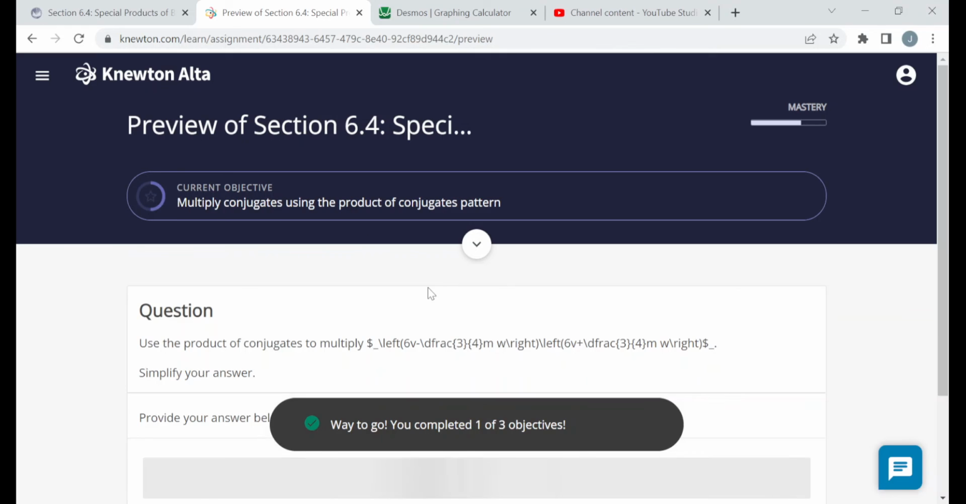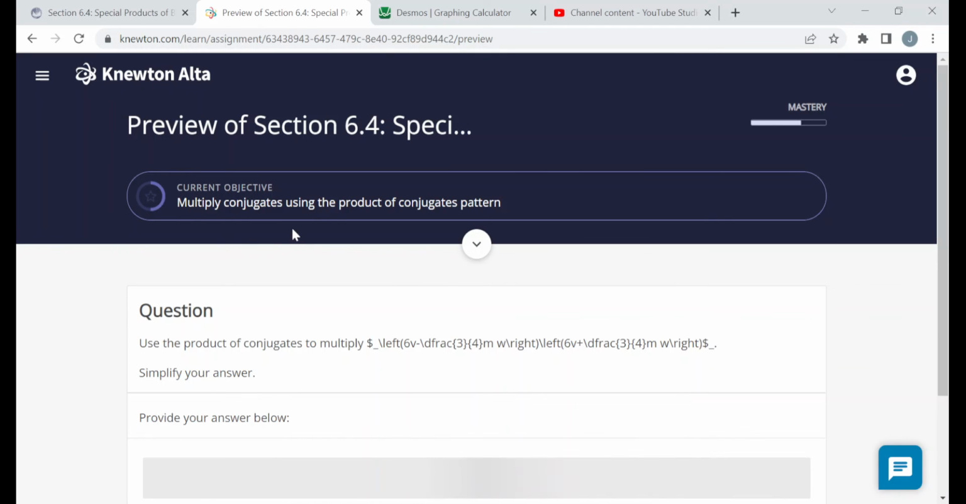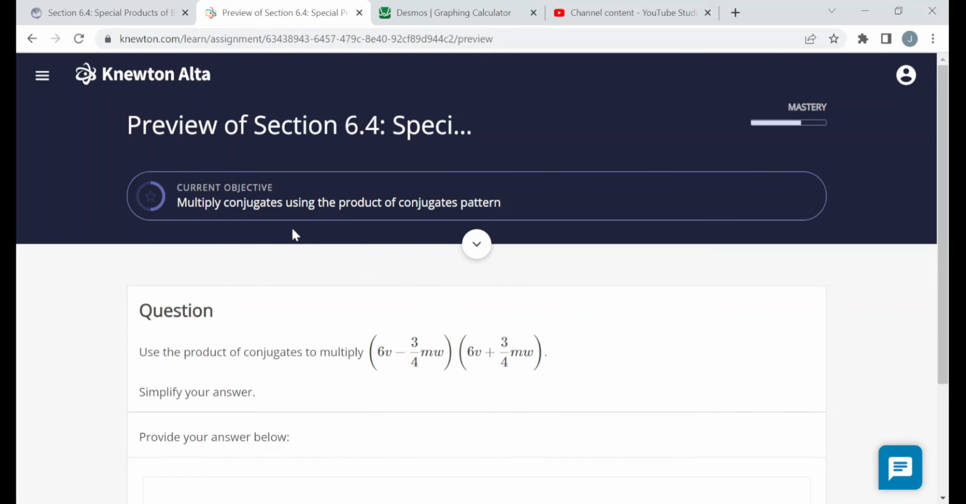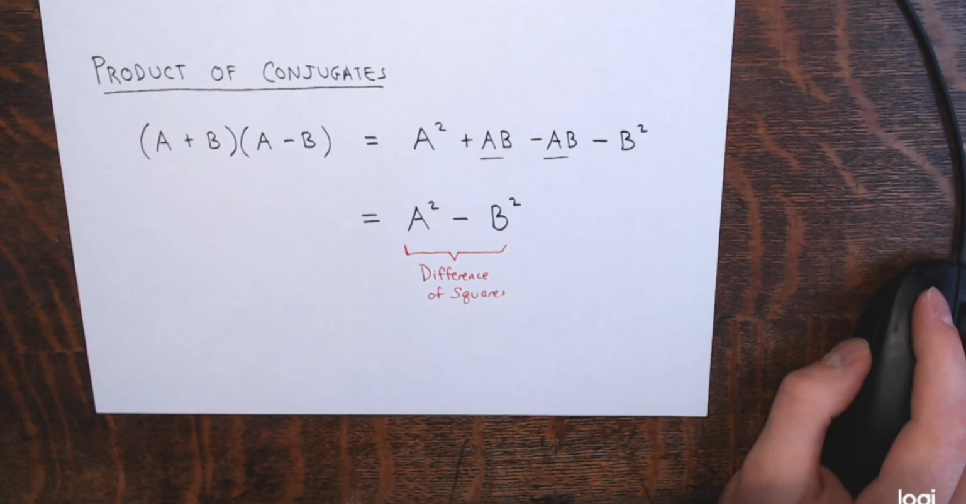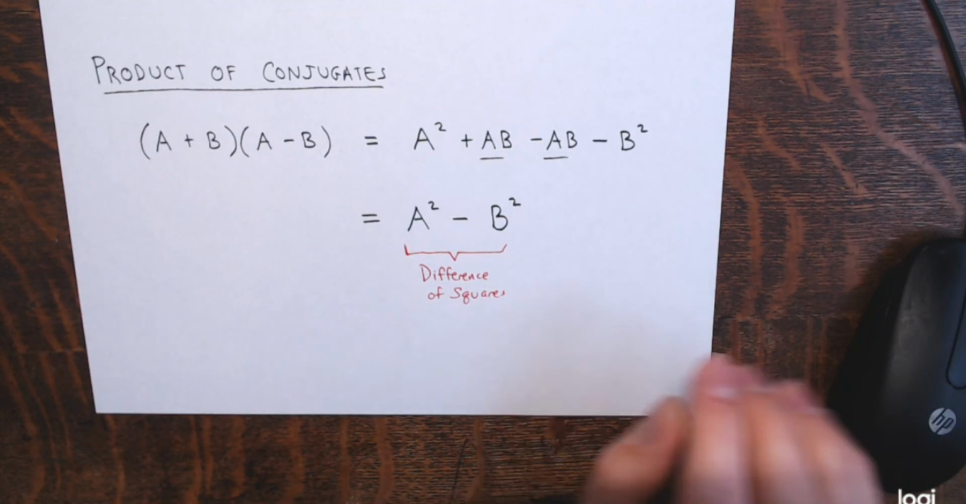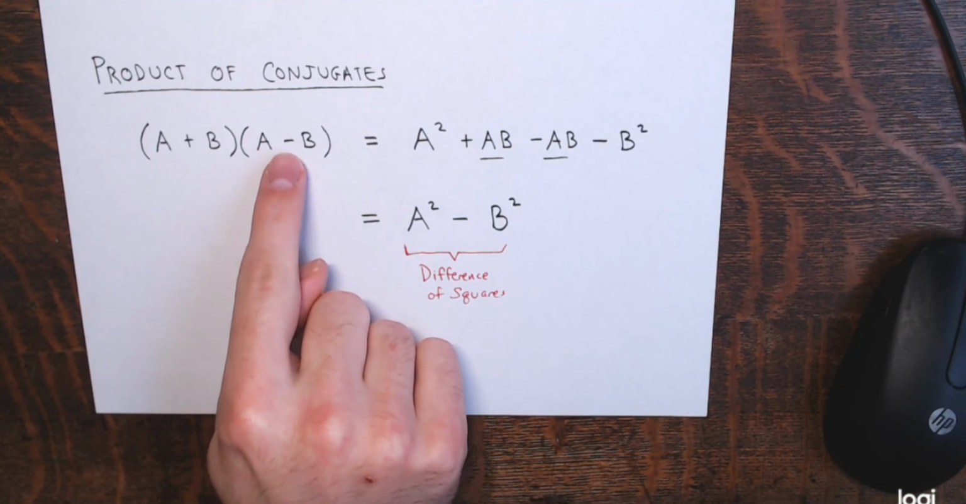Okay, and then multiplying conjugates. So again, I'll bring that pattern back up, and we'll write this out and do it. Alright, so here was that multiplying conjugates pattern. Multiply two conjugates, you just end up with a difference of squares.